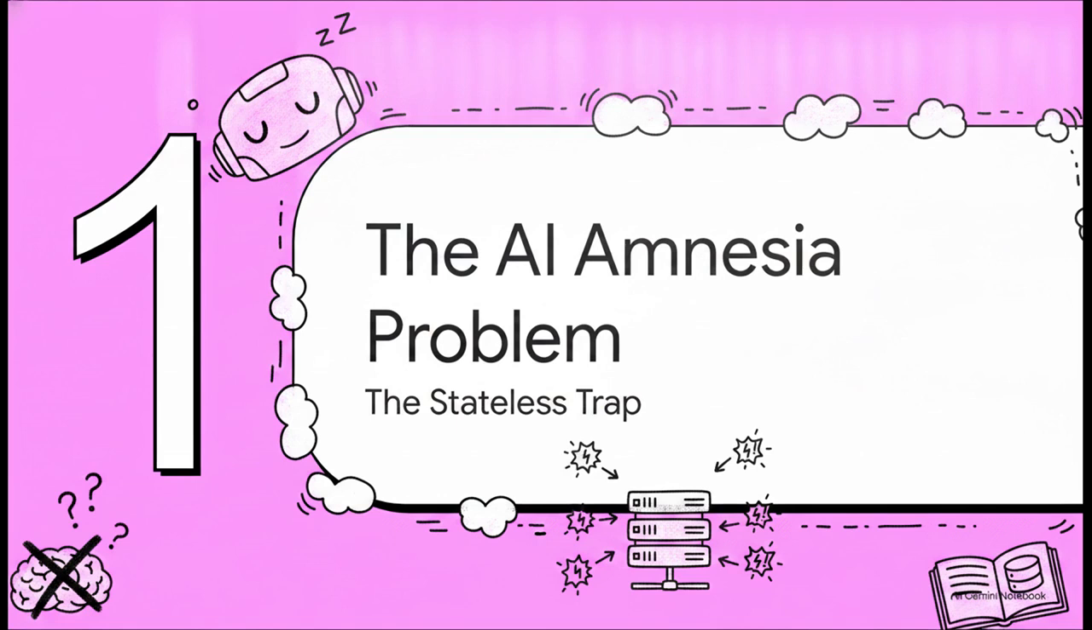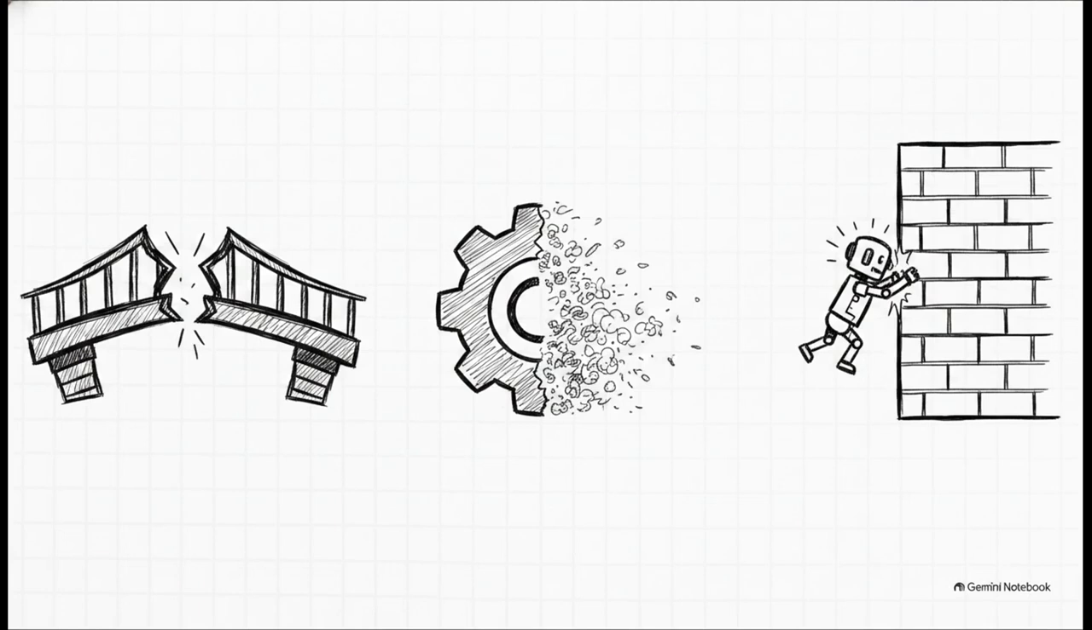All right, part 1, the AI amnesia problem, or what I like to call the stateless trap. Here's the core issue. Because LLMs are entirely stateless, every single API ping is a completely independent event. The AI wakes up, gives you an answer, and immediately goes back to sleep. And this creates 3 critical failures.